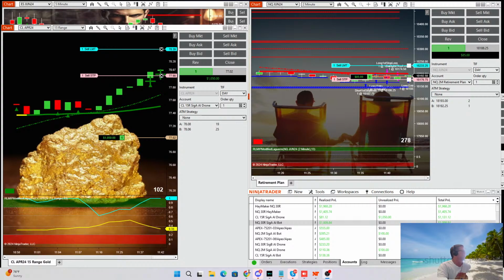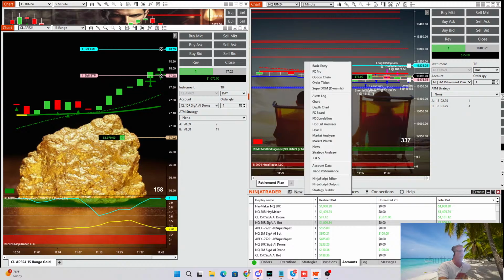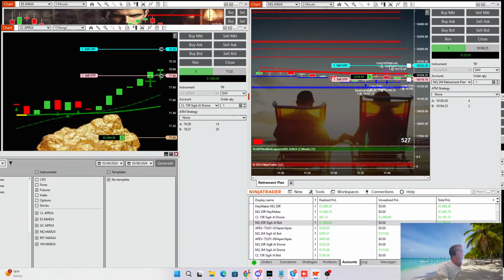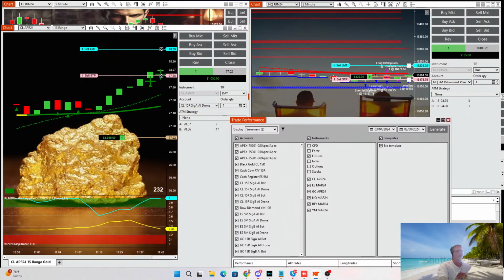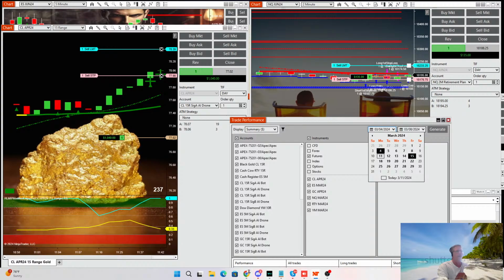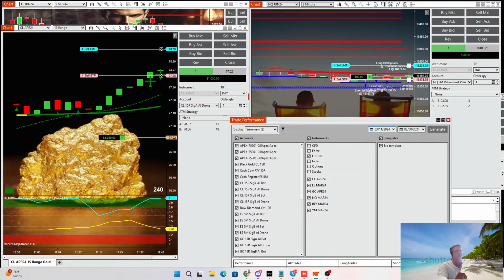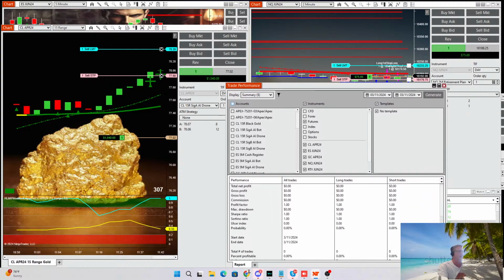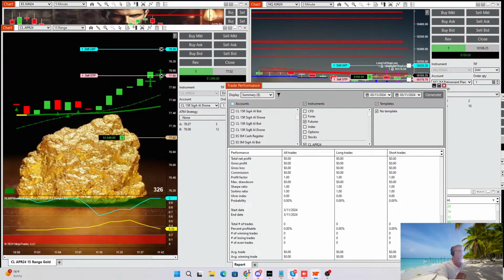How do you bring up your trade performance? On your control center, Isaac, if you go to New, select Trade Performance, and then this will pop up. And then what you could do is at the top right, you put in the dates. So today, if you wanted to see today's results, you would put today. And then on this filter here, it gives you the ability to select and see historically what your performance is on each one of these robots.